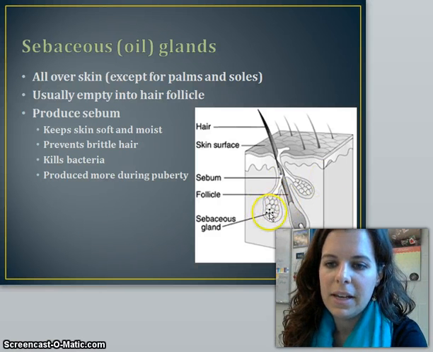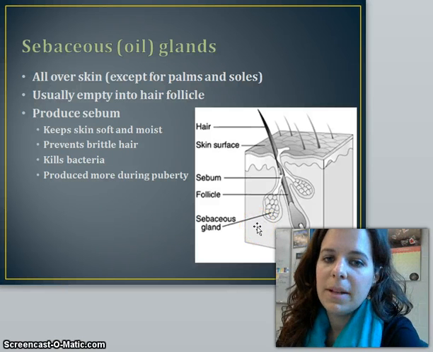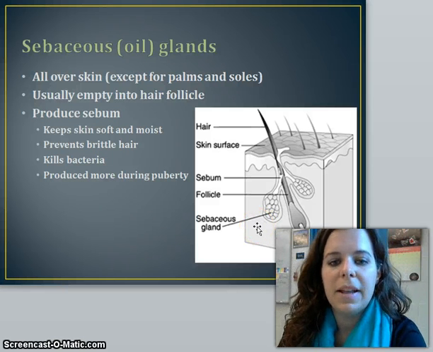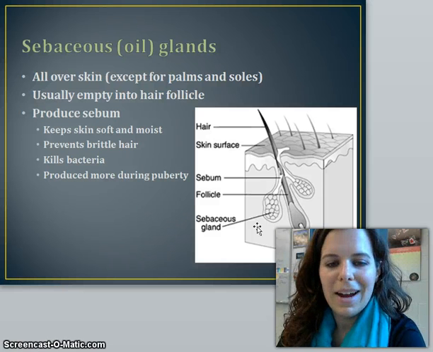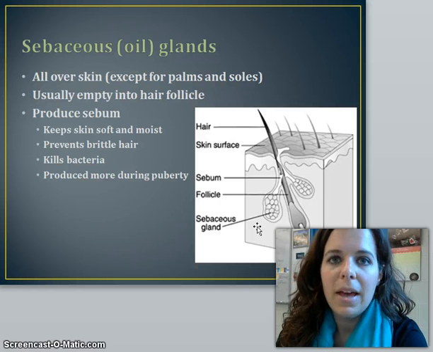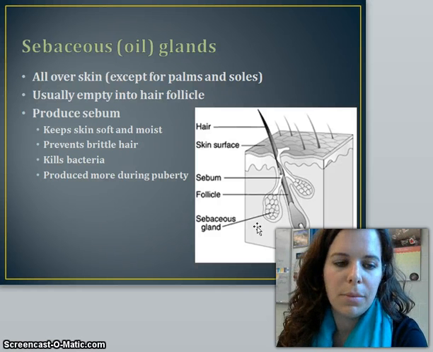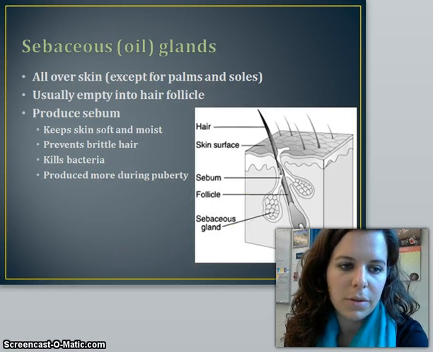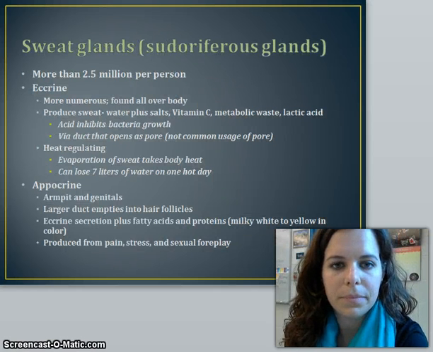You can see a sebaceous gland here emptying into the hair follicle. And it produces sebum, and sebum keeps your skin soft and moist, it prevents brittle hair, it kills bacteria, and it's produced more during puberty, which is a lot of times why you have acne issues during puberty, because those follicles, those pores will become clogged.